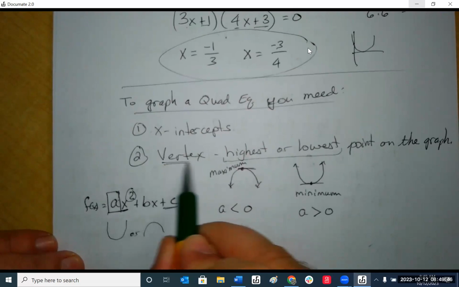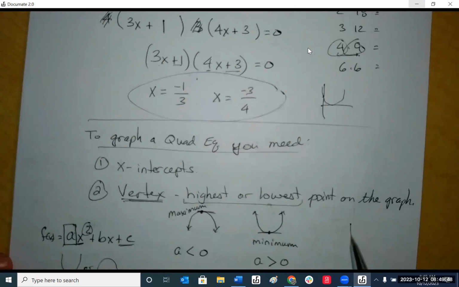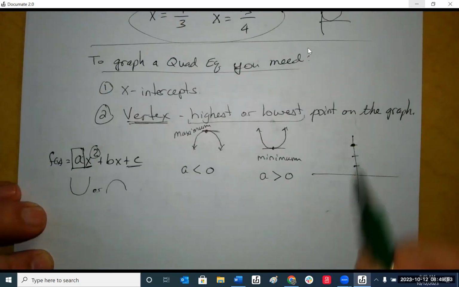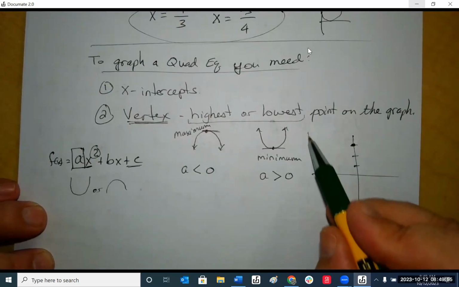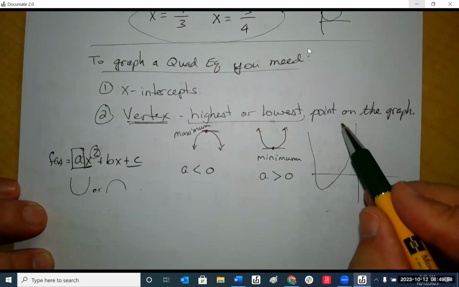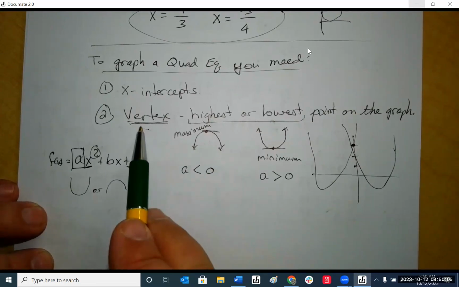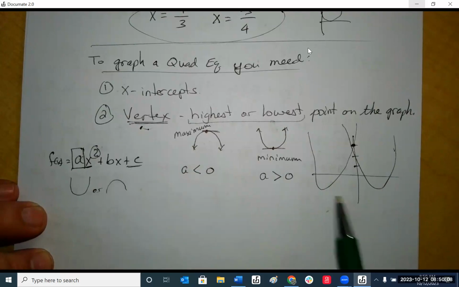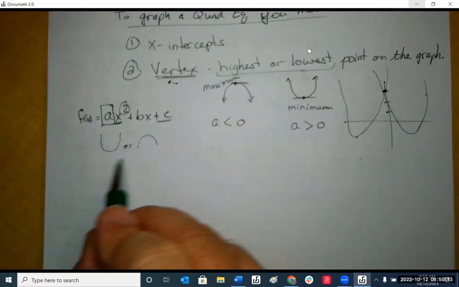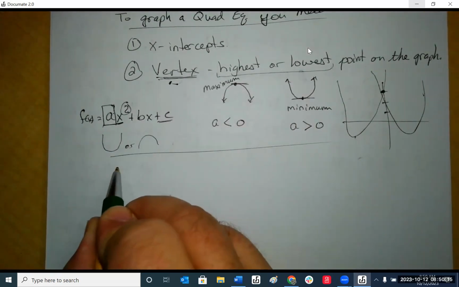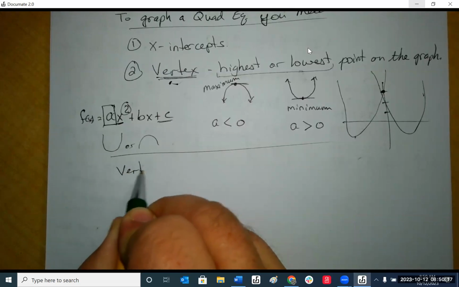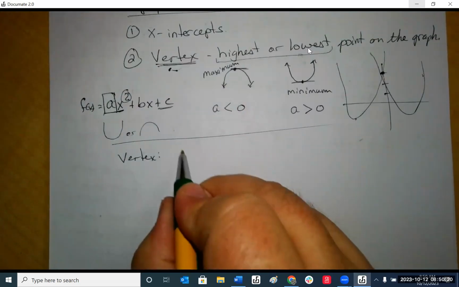What we need to know is where the vertex is, because if the y-intercept is 3, the graph can look like this, or the graph can look like this. We don't know which one until we know the vertex. If the vertex is here, then we know it looks like this. So how do we find a vertex? There are 2 ways.